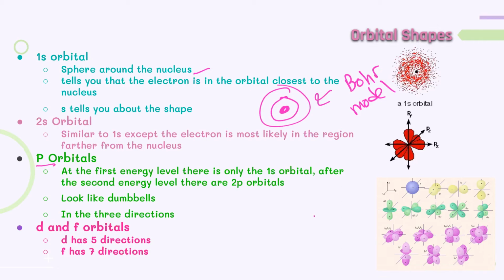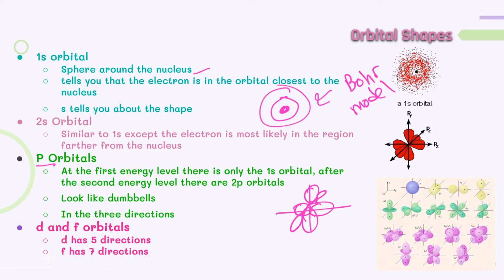Then we get to the p orbitals. At the first energy level, there's only the 1s because the one energy level only has 1 sublevel. So we don't see the p orbitals in the first energy level. The second energy level, it looks like a dumbbell. The p orbitals look like dumbbells, and they are in 3 directions. So if we were talking about an XY axis, we can have the dumbbells. I love my little drawings. And then there's one coming out and going back, so 3-dimensional.